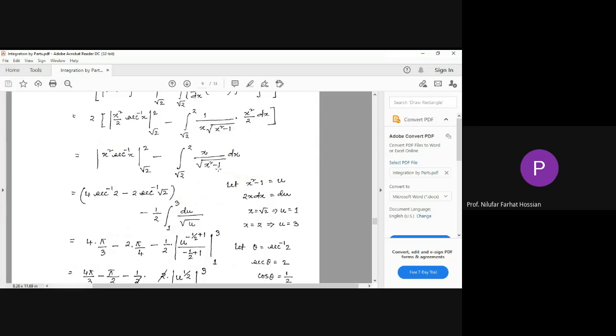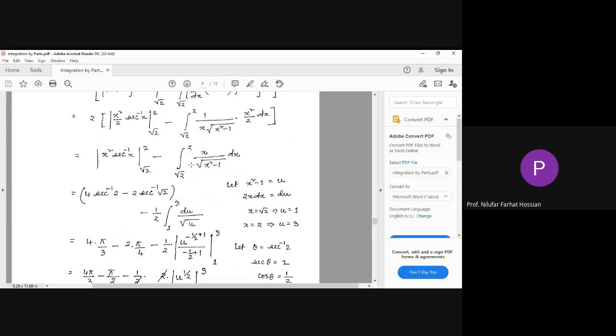Suppose x square minus 1 equal to u. So if you take the differential on both sides, it will be 2x dx equal to du. Now, x dx will be du by 2, half du. And now change the limits.